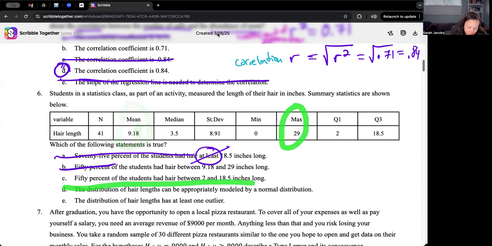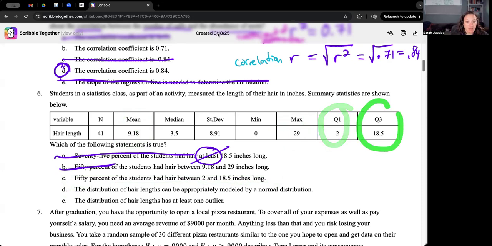Now this one, 50% of the students had hair between 2 and 18.5 inches long. We're talking about 50% of the students, like the students themselves. Q1 is 2, Q3 is 18.5. 50% of the data is always between these. So 50% of the actual number of students is between Q1 and Q3. So that's going to be our answer.